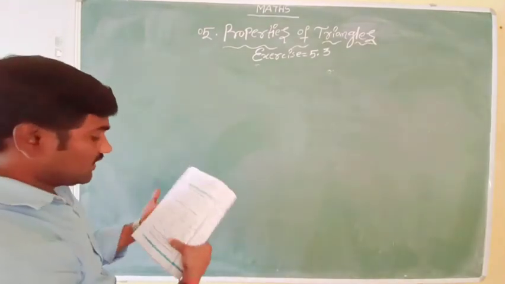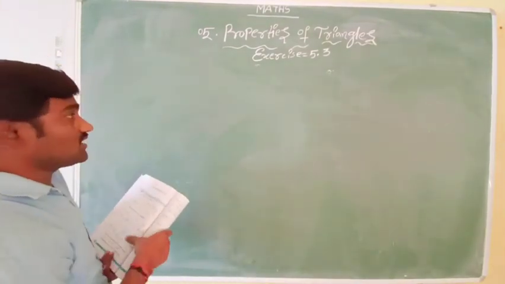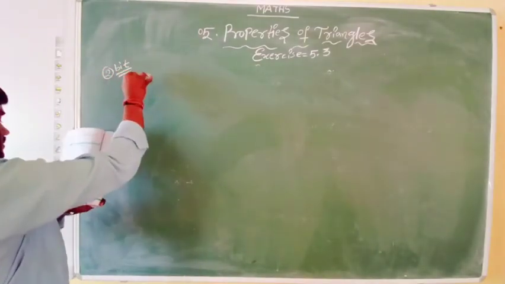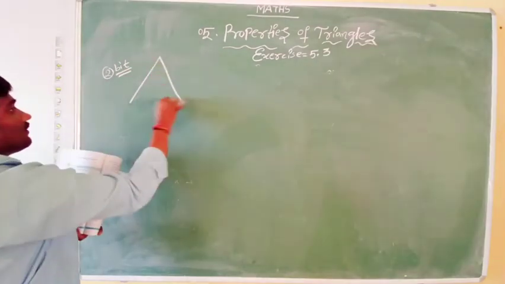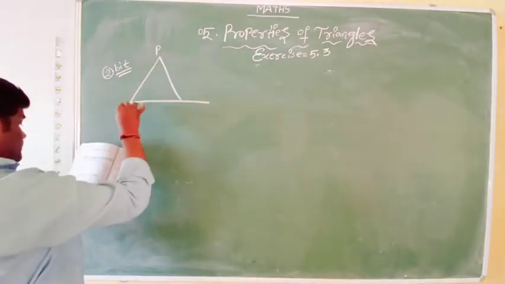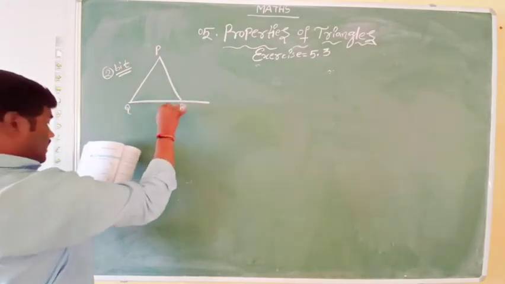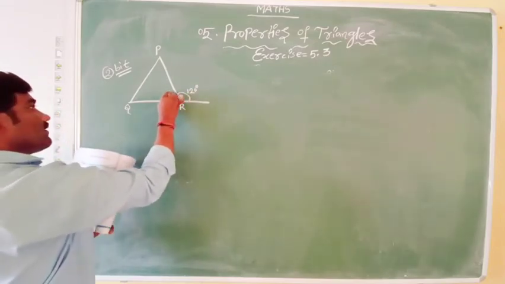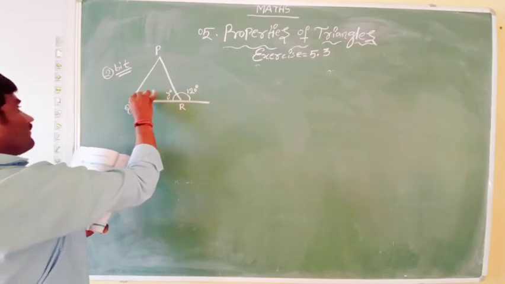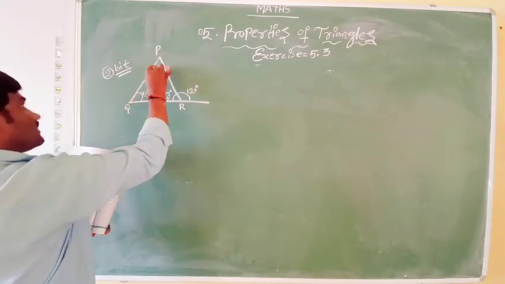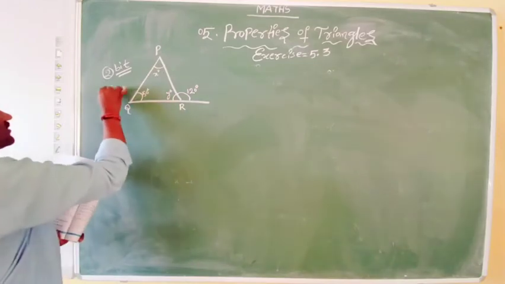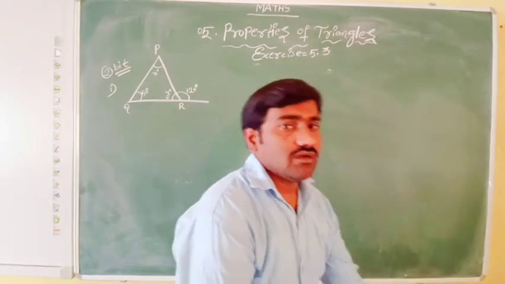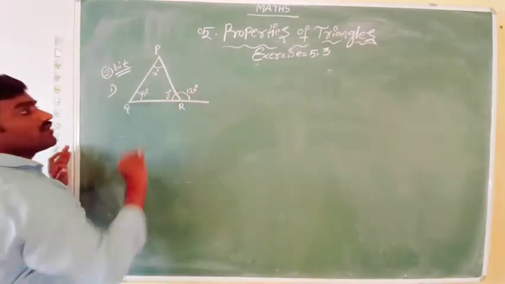See that in the second bit there are 6 internal questions given. Let me go for that. Here P, Q, R, it is 120 degrees, and it is Y, it is 50 degrees, and it is X degrees. This is the first question. Okay, one by one, let us solve it here. We need to find out X and Y both.